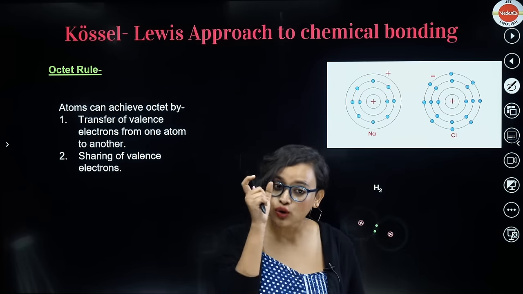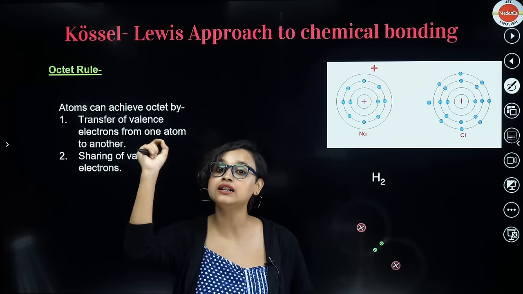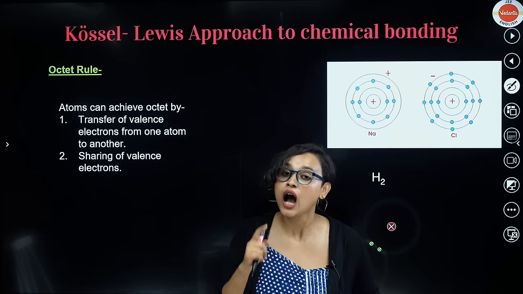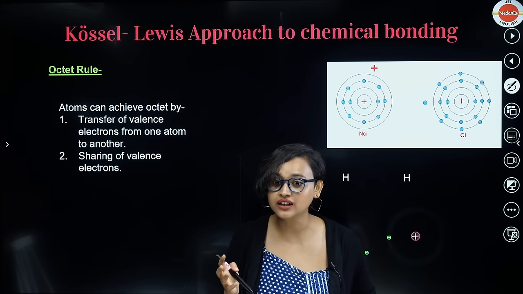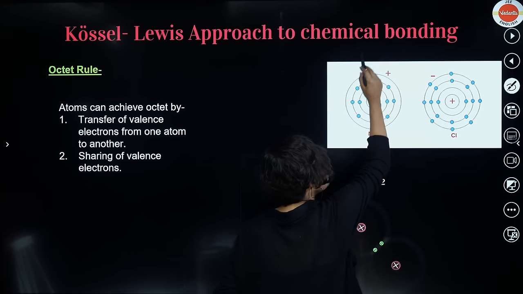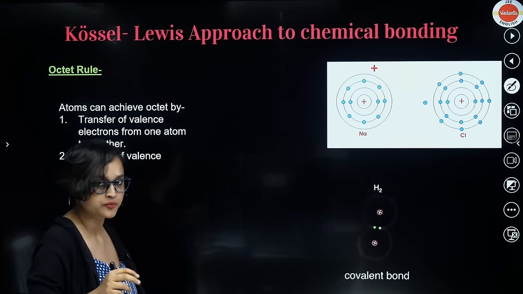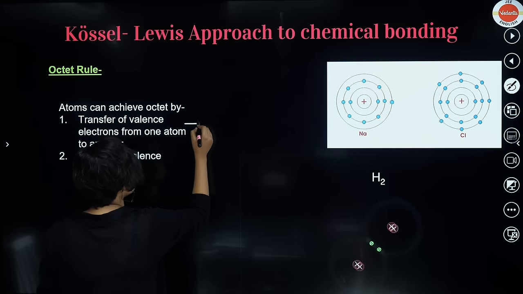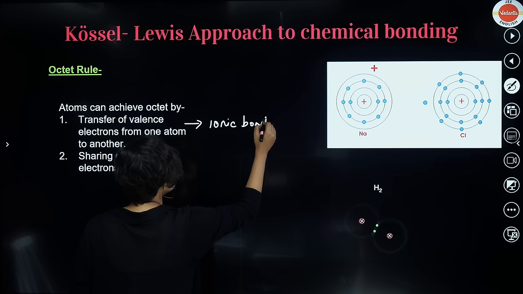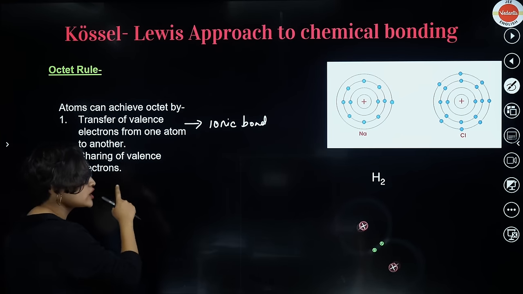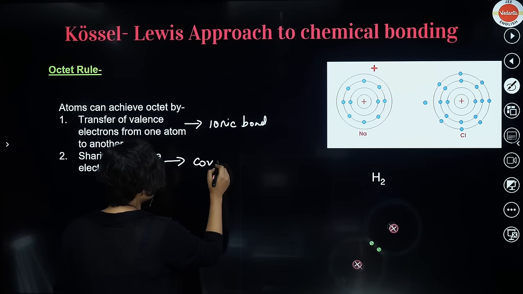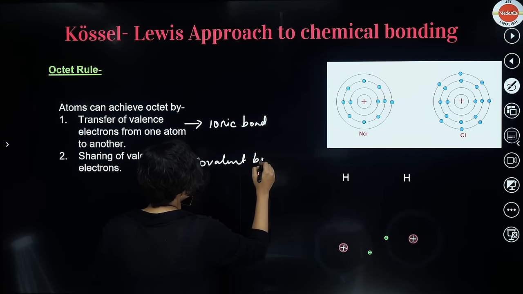Now, what is the octet rule? To attain that 8 number of electrons, the octet rule is basically nothing but attaining 8 electrons in the last shell, right? How can they attain this 8 electrons in the last shell? Either they will do transferring, like how you see in the case of NaCl, transfer of electron is happening there and that's how they are forming a bond. So, transfer of valence electron from one atom to another, what do we call it? We call this an ionic bond. Am I right? Or there is sharing of valence electron, like you see in the case of hydrogen, which is called your covalent bond. Okay, this is your covalent bond.